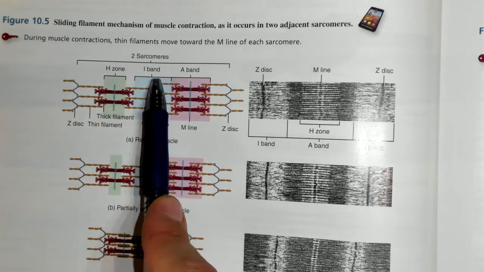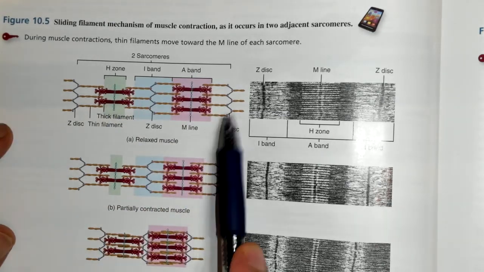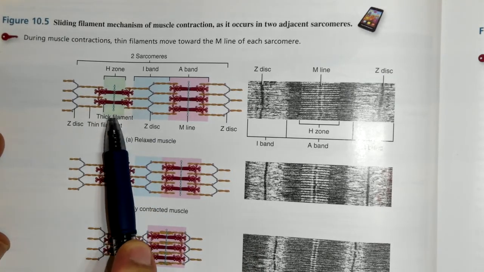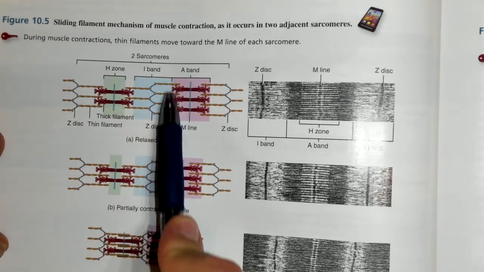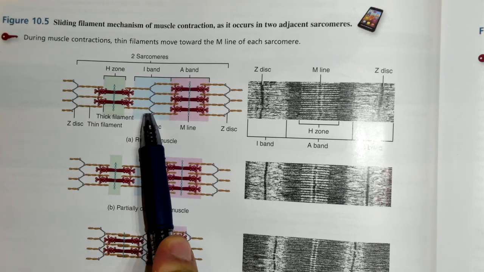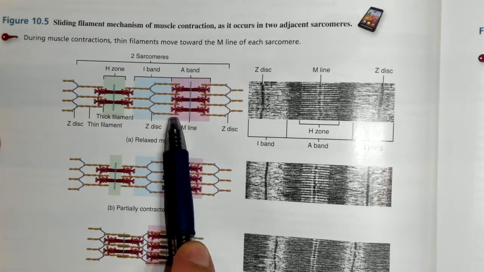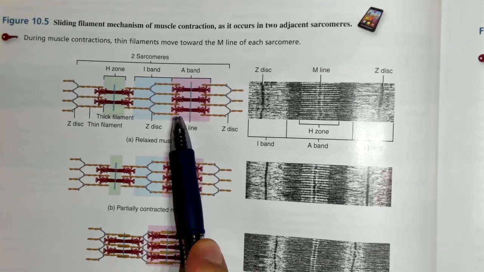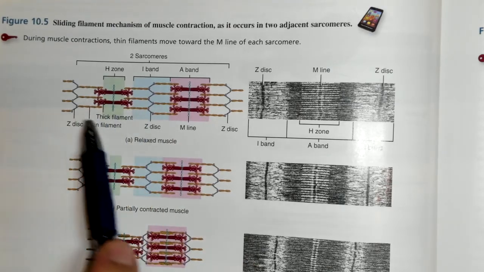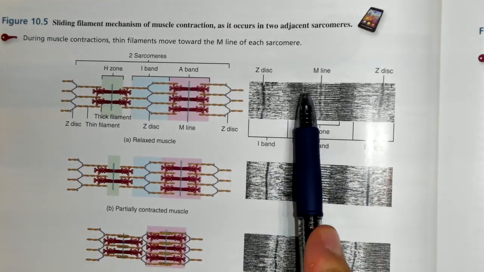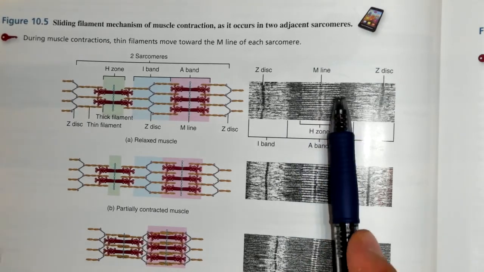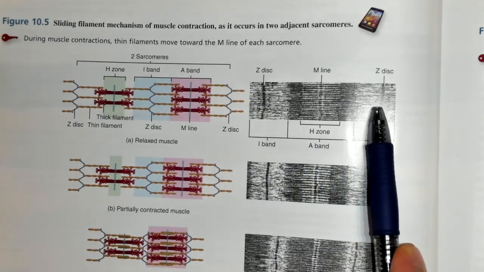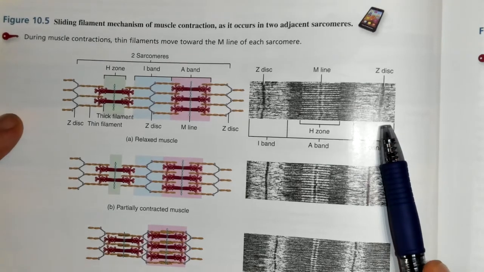And then you do have these zones and bands that are labeled for you. So the H zone is the zone of just thick filaments. The I band is the band of just thin filaments. The A band is thick and thin filaments, one on top of another. And these are just names that early anatomists gave when they were looking at muscle tissue under the microscope. And then you can see these Z discs very pronounced on these microscope images.